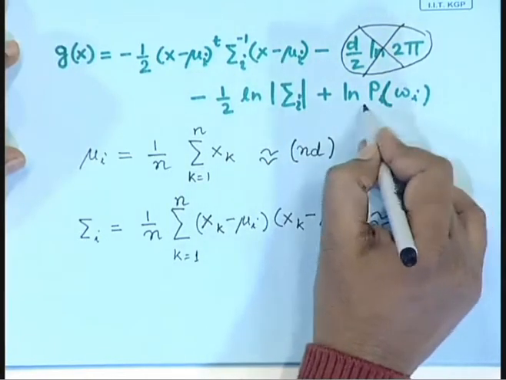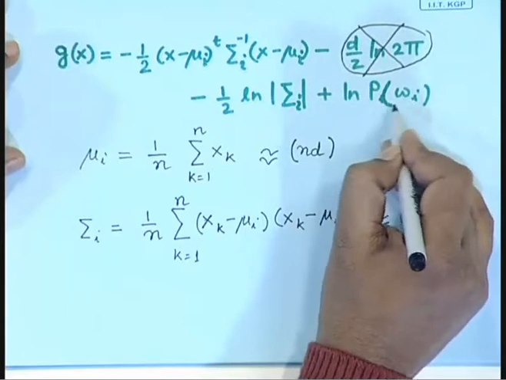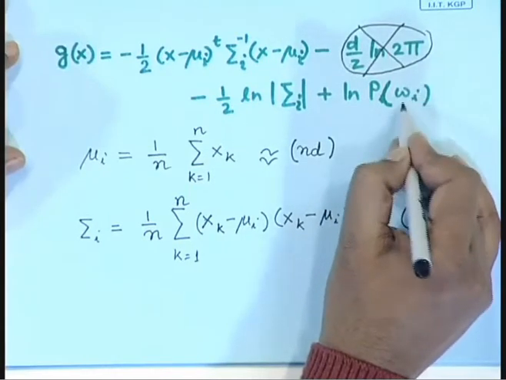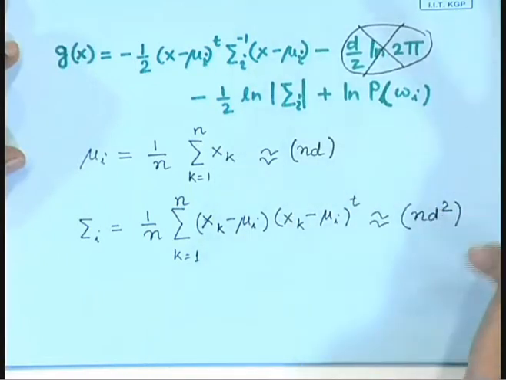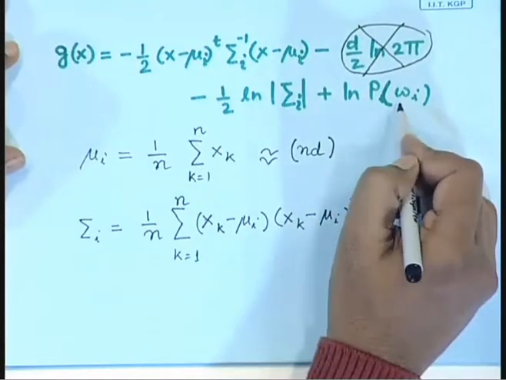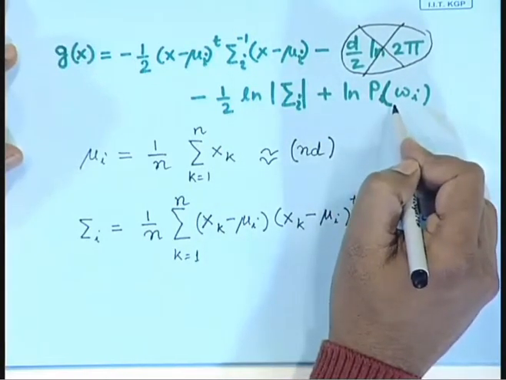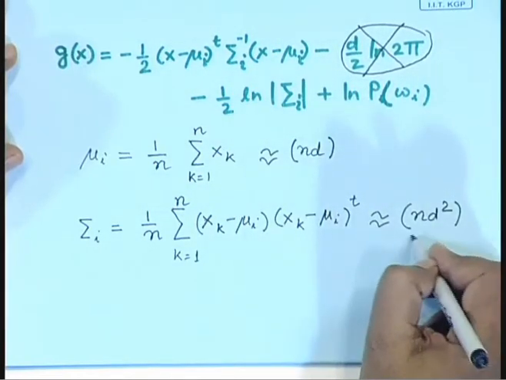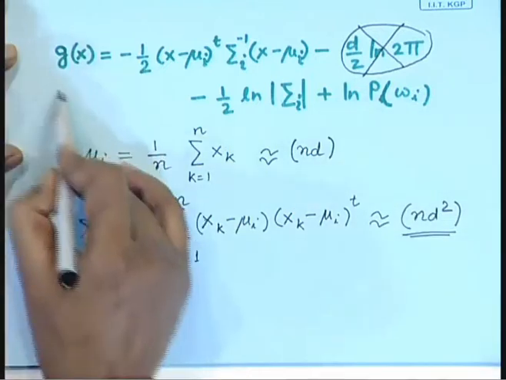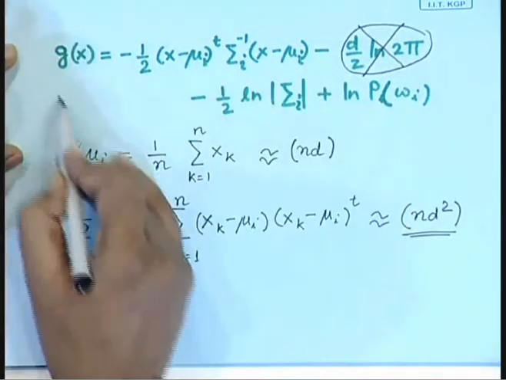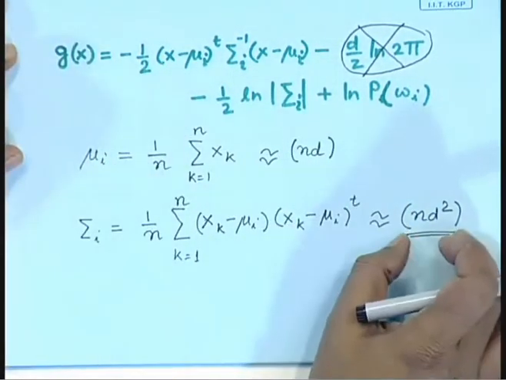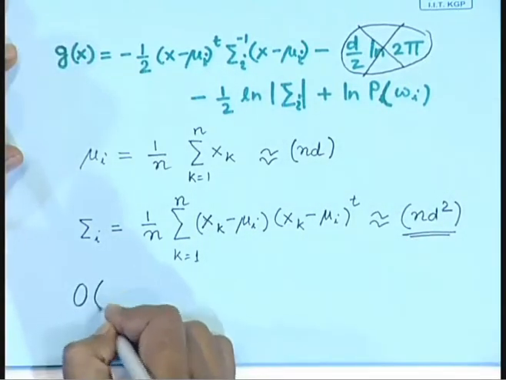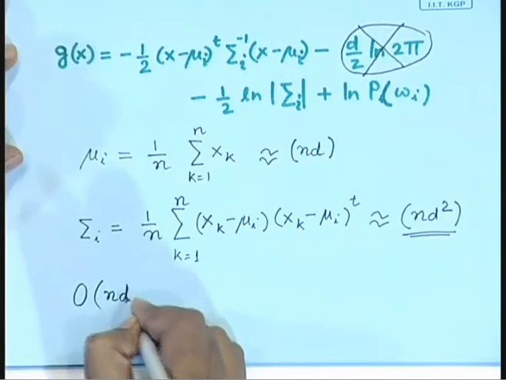Of course, this one is not constant, it depends upon the value of n, because when I want to compute omega i, I have to take n number of samples in the picture. So, this is of complexity n. Overall, the computational complexity of this discriminant function, because this is the highest one, I can take to be of order n into d square.